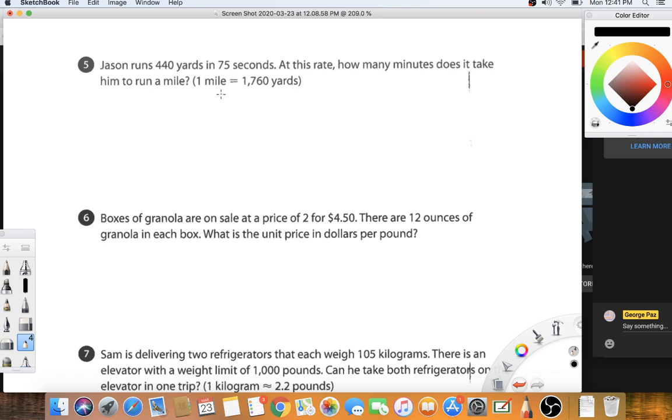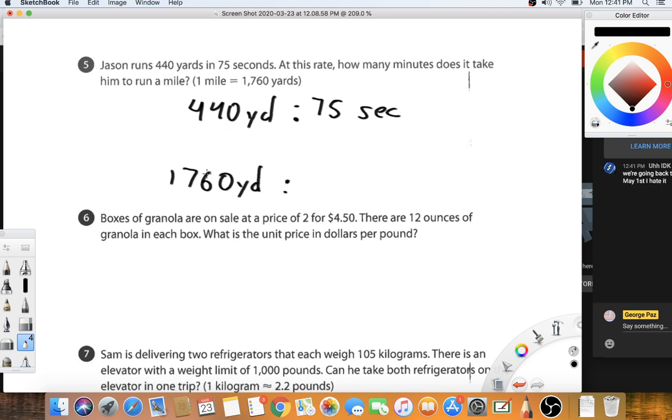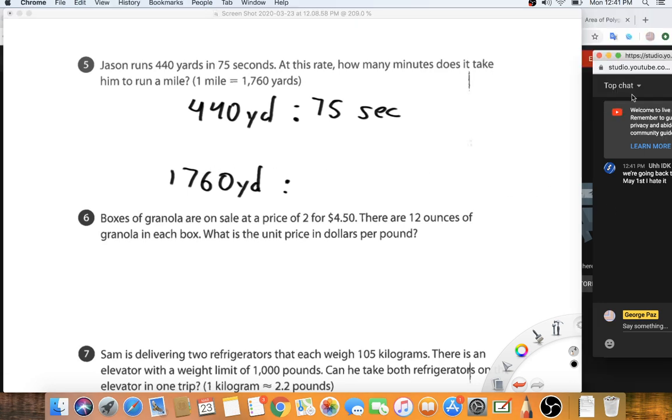Now, we need to find out 440 yards, and 75 seconds. Let me write the ratio out first. So I need to get to 1,760 yards. Now, I can't do that in my head. I can't do 440 times something to get 1,760. That's a little bit tricky.